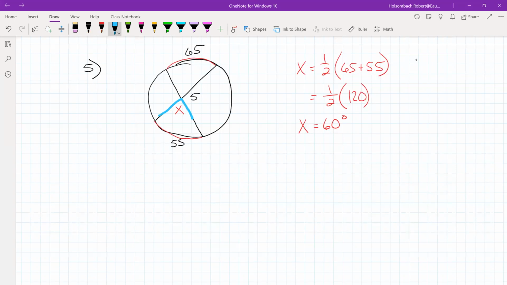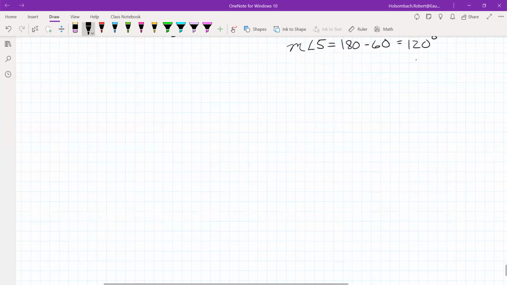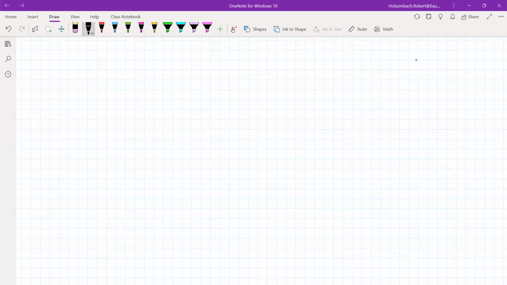Well, we just said that the 60-degree angle plus this angle 5 right here need to sum 180. So the measure of angle 5 is equal to 180 minus 60, which is 120. Number 6.